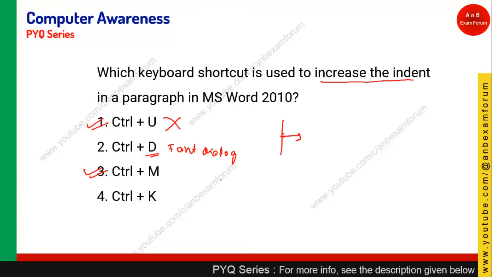What about Control K? It is very important. It is for inserting hyperlinks, linking to a document or to some website. That is a hyperlink, and we have seen this in some other exams, so this is also important. Control plus K is for inserting hyperlinks. So option 3 is the right answer.